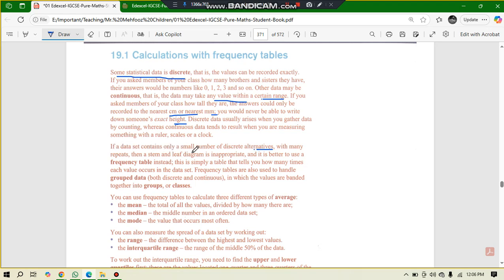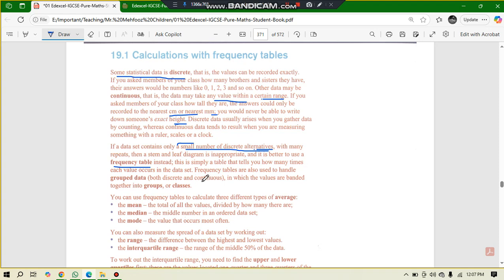Next one is, if a data set contains only a small number of discrete alternatives with many repeats, then a stem and leaf diagram is appropriate. So a stem and leaf diagram is also a representation of data when your data is discrete and small. But it is better to use a frequency table instead. So a frequency table is better than this stem and leaf diagram.